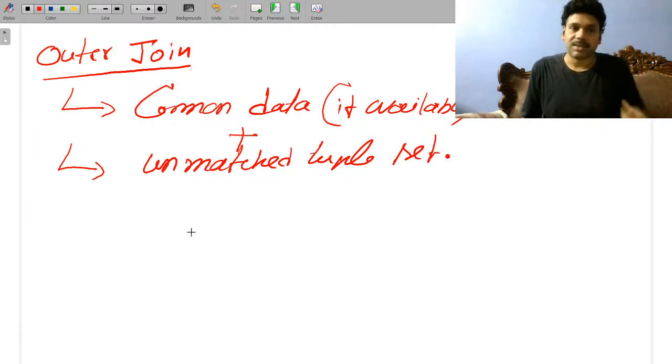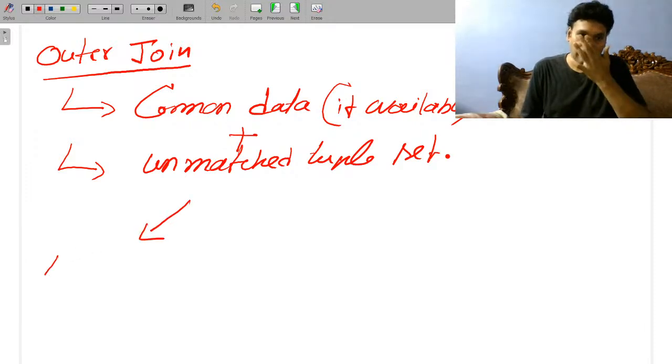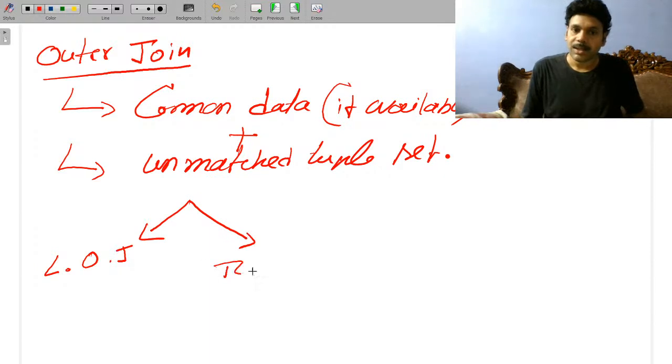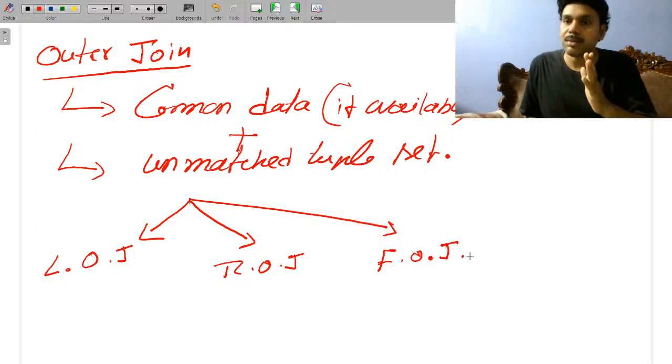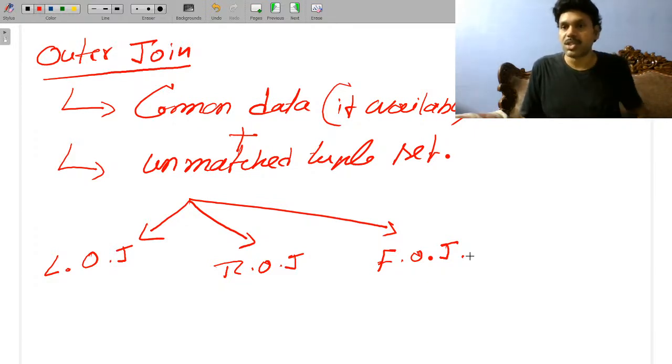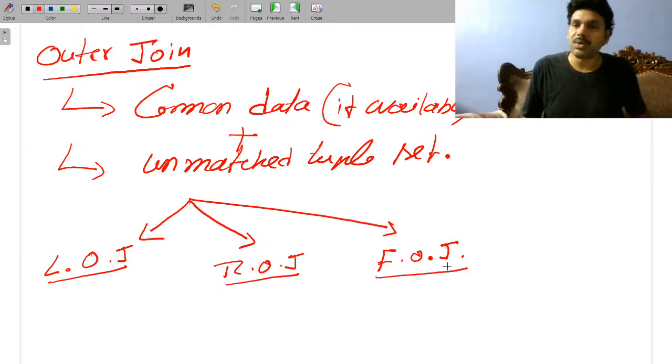There are 3 flavors: left outer join, right outer join, and full outer join. So all of you, don't miss the evening questionnaire. We are going to deal with this theoretical concept only, what we are learning. I will provide you shortcuts. Wait till the end of the class. So left outer join, right outer join and full outer join.